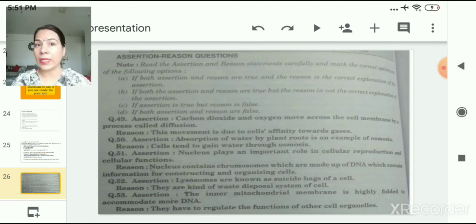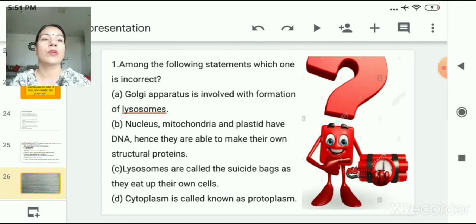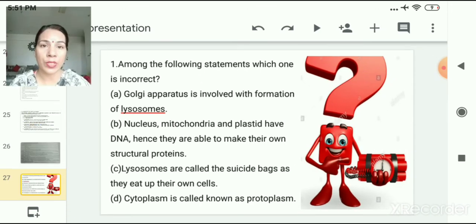Children, if you will practice these questions at home and try to find out the correct option out of these four, you are surely going to solve the questions in your periodic test too. Now children, there is a practice of some other MCQ type of questions. You have to go through these questions and try to solve these questions.